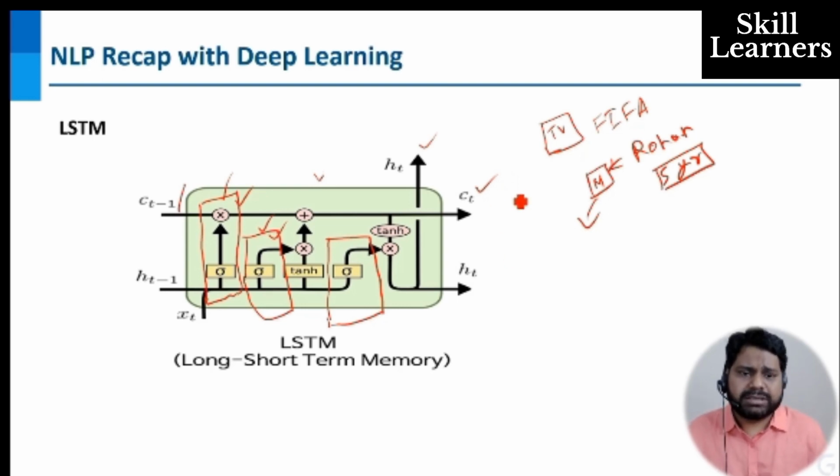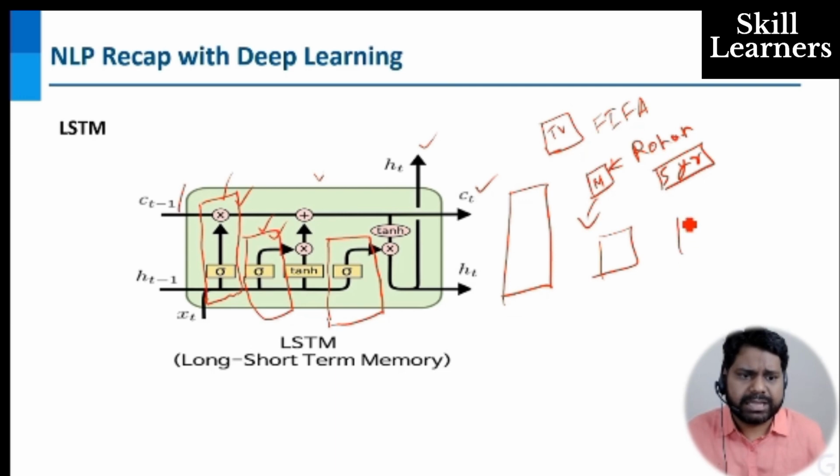Okay, so it's the same. Then there will be one LSTM, then one more LSTM and one more, and it will go on for as many units as you want to keep for the LSTM. Okay, so this is the basic functionality of how LSTM works. Now let's move on to the next slide.